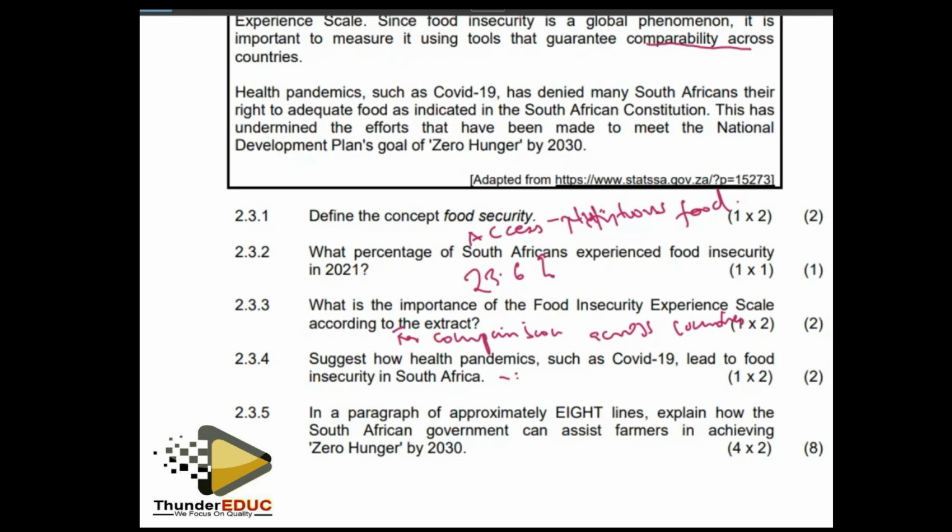So, inability to produce food, and therefore, if they are unable to produce food, automatically they cannot be in a position to have that nutritious food. Besides that, if the food is not produced in a country, it's supposed to be imported from other countries. But remember, during COVID-19, all the borders were closed. So borders were closed and countries could not import food.